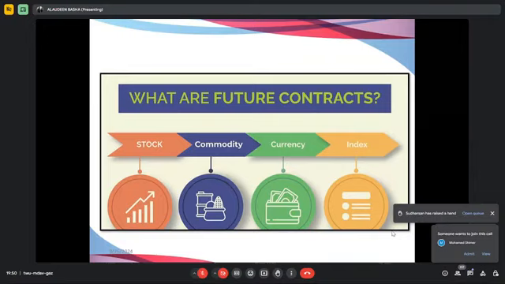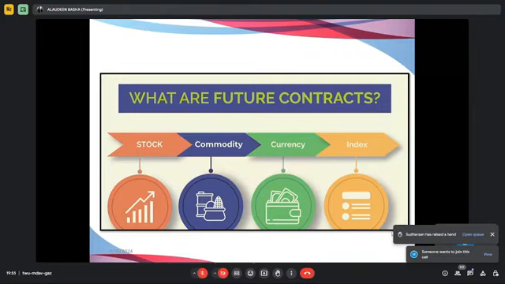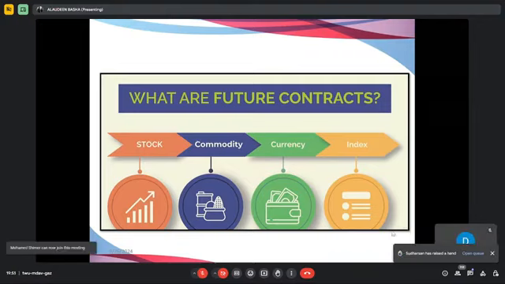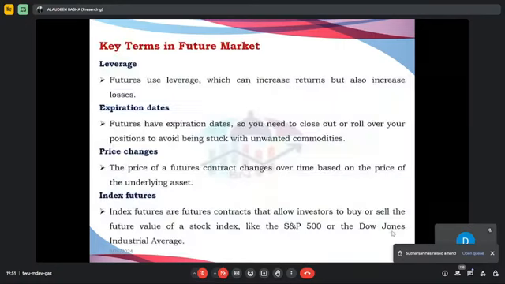So we have 4 kinds of future contracts in the stock market: stocks, commodity, currency, and index. Commodity is nothing but a real world product like crude oil, gold, silver, copper, zinc, aluminum, etc. Okay, some major terms in the future market. Before entering the future market, observe these major terms. They play a vital role in the future market. Compared to the stock market, the future market is very risky.